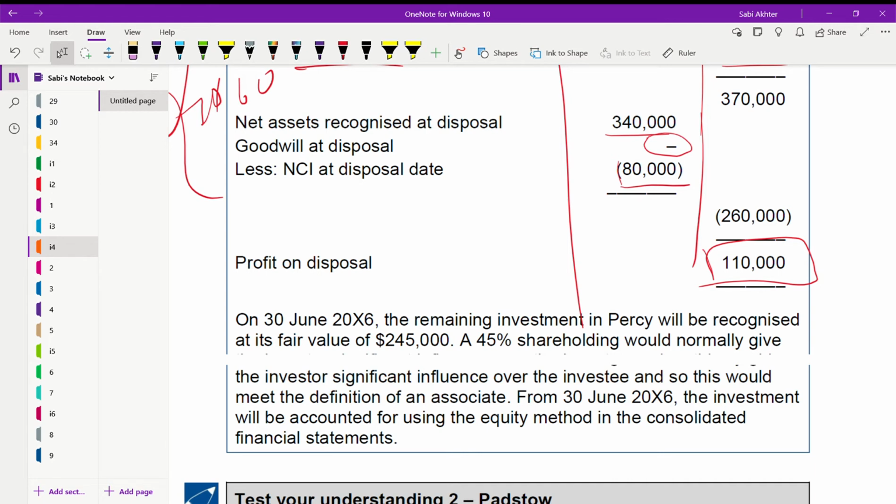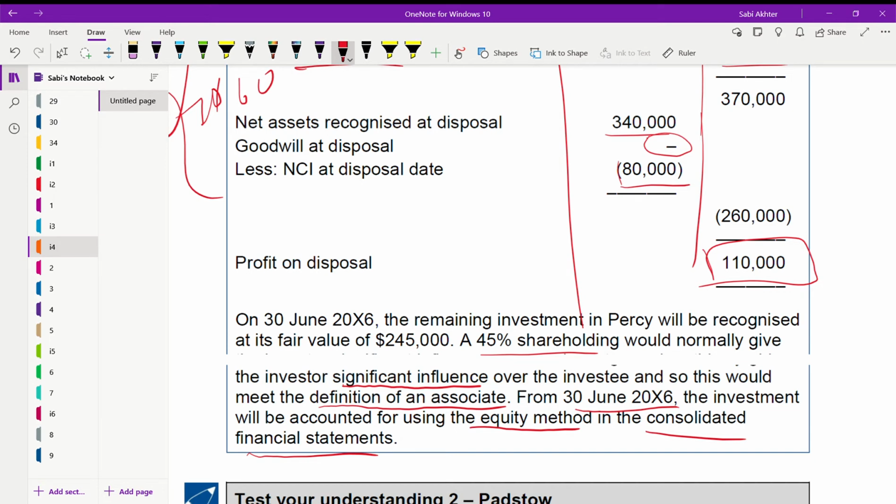You have to write about that 40% shareholding. What is it? It will normally give the investors significant influence. This is the key word for the associates, a significant influence. So that means it meets the definition of an associate. So because of this, from this date onwards, this investment will be accounted using the equity method in the consolidated financial statements. Because when it's an associate, you have to use equity method. You have to write this in your answer.